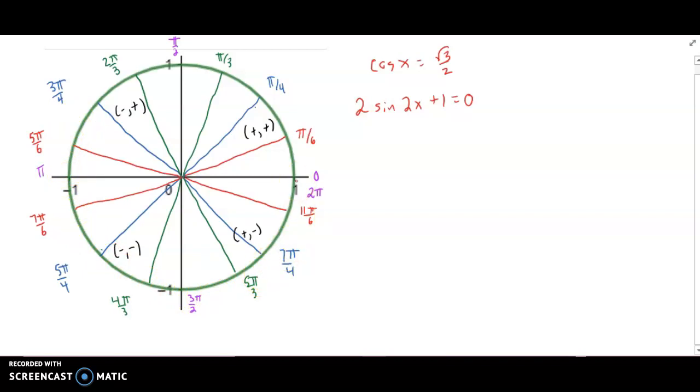But before we do anything, we want to get that sine of 2x by itself. So we're going to go through the process we did before. I'm going to do this kind of in a 2 for 1. I'm going to take away 1 and then divide by 2 to give me negative 1/2.